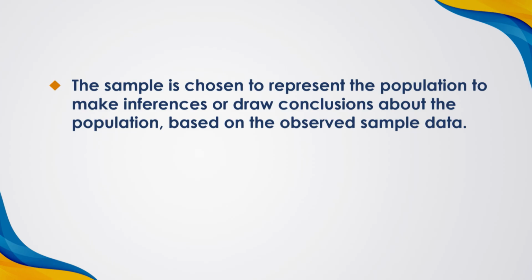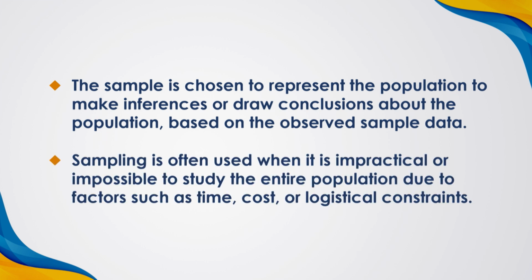Next, the sample is chosen to represent the population, to make inferences or draw conclusions about the population based on the observed sample data. Sampling is often used when it is impractical or impossible to study the entire population due to factors such as time, cost, or logistical constraints. Here, the representation of a sample, as we discussed earlier with examples like blood test and drug testing, will be a representation of your population.